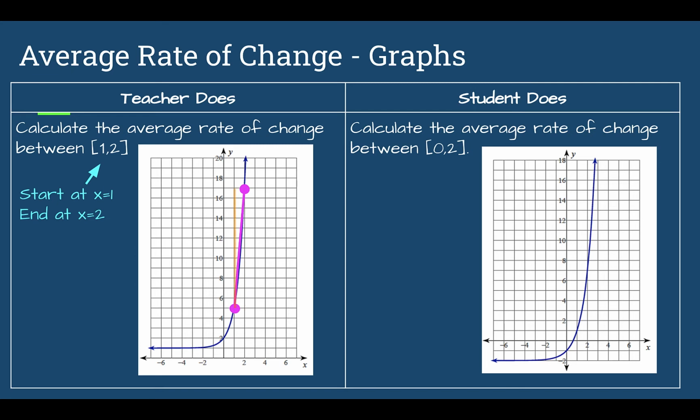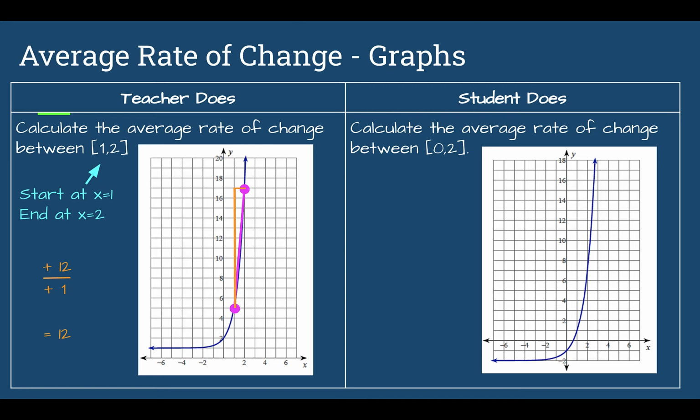I'm going to count how many up. I had to go up 12 and to the right only 1. So I would divide those two. Up 12, to the right 1. 12 divided by 1 is 12. So the average rate of change of this graph between 1 and 2 is 12. So again, we just figure out the slope between those 2 points.